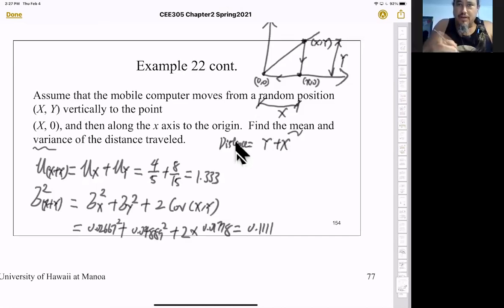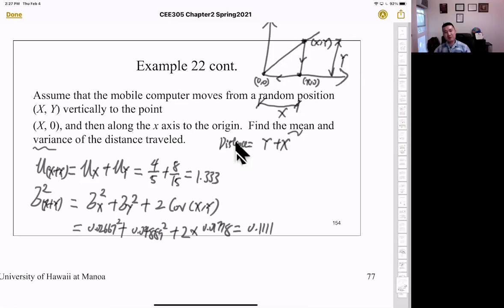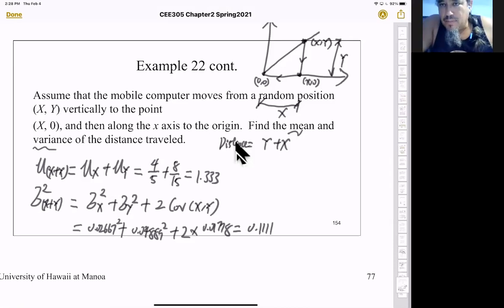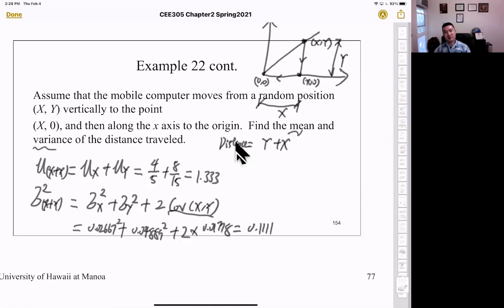Could you just leave it here for just a little bit? I want to finish. Yes. This will be our last slides, basically, for chapter 2. So the last number in there is 2 times 0.01778. That's the covariance.